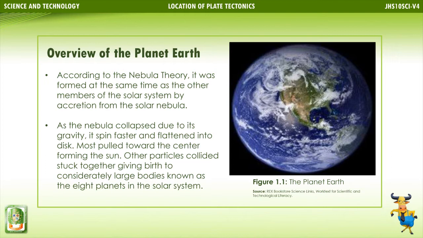Overview of the planet Earth. According to the nebula theory, it was formed at the same time as the other members of the solar system by accretion from the solar nebula. As the nebula collapsed due to its gravity, it spun faster and flattened into a disk. Most was pulled toward the center, forming the sun. Other particles collided and stuck together, giving birth to considerably large bodies known as the 8 planets in the solar system.